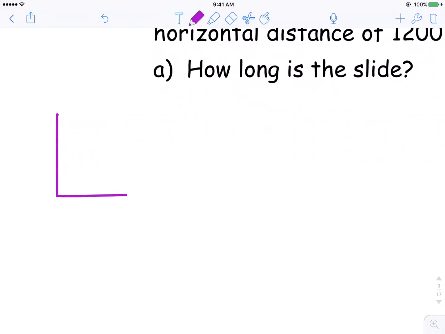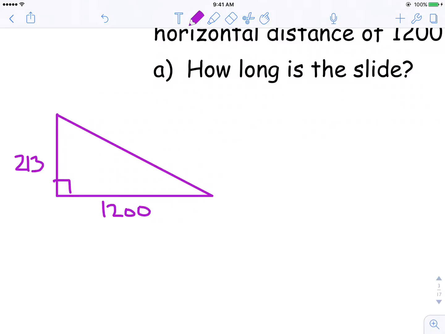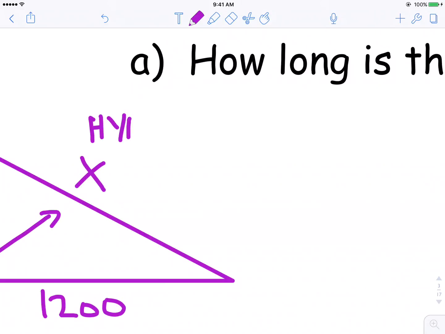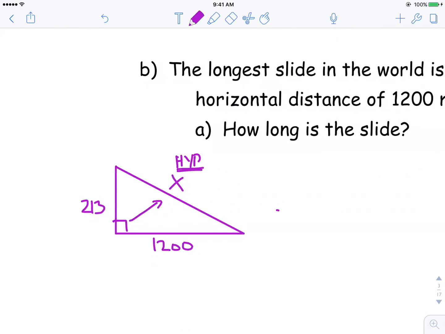Here's our picture. We have some kind of slide going down, and it drops 213 meters over a horizontal distance of 1,200 meters. How long is the slide? Well, look, we have a handy dandy right angle triangle. If we have two legs of a right angle triangle, we could calculate this side. This side is the hypotenuse. It's the side opposite the right angle. So I can calculate the hypotenuse.